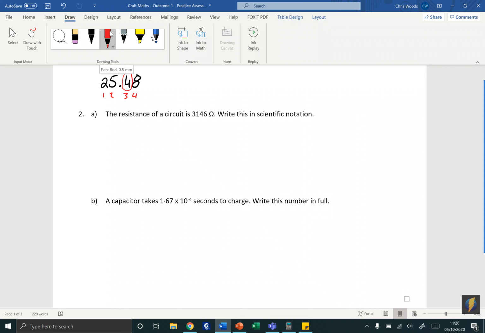When you're writing in scientific notation or standard form, you want times 10 to the power of something. You want the number at the start to be between 1 and 9.99, and you're going to have a power in here. With 3146, you want to move the decimal from where it exists in the number currently to in between the first 2 significant figures. I know there's not a decimal given to you there, but you think about it like your bank statement.